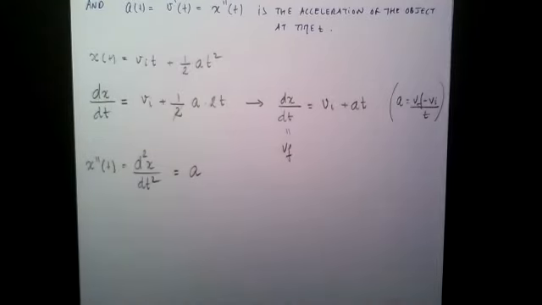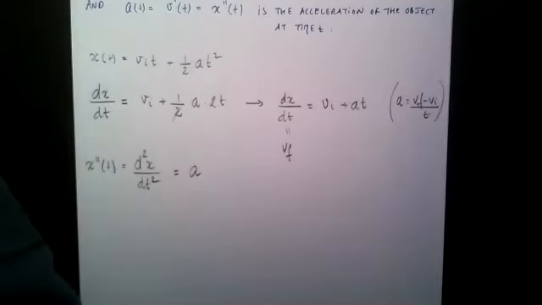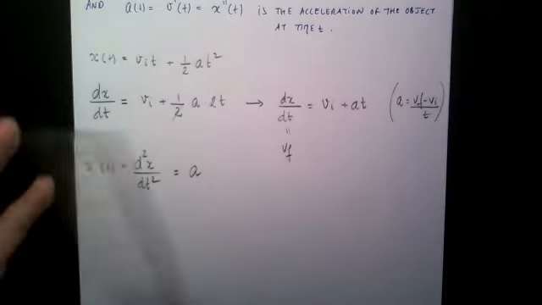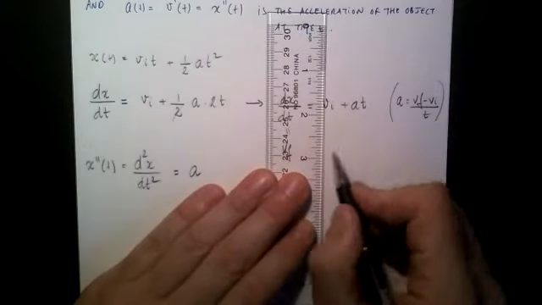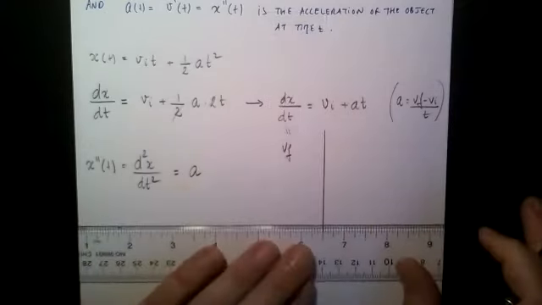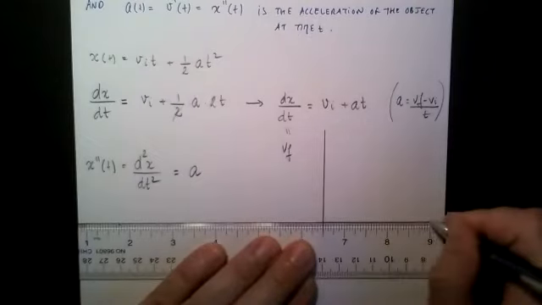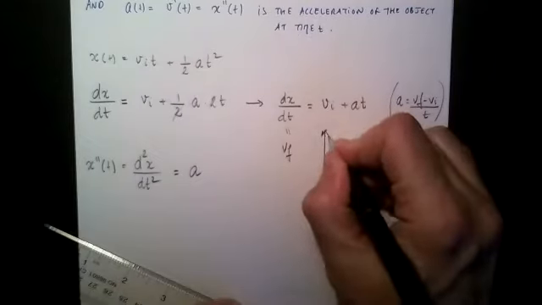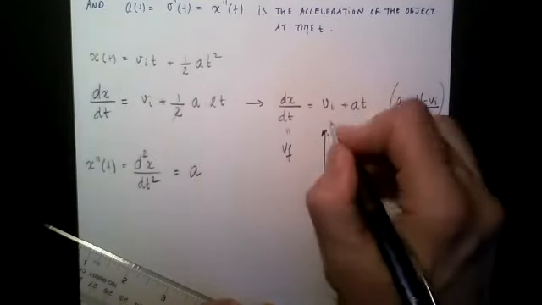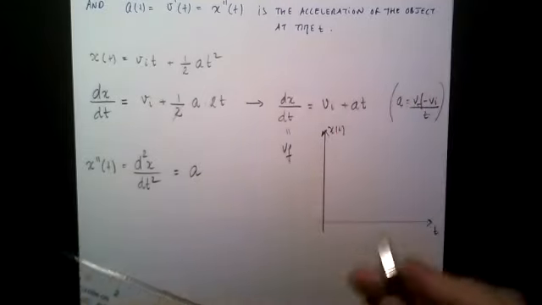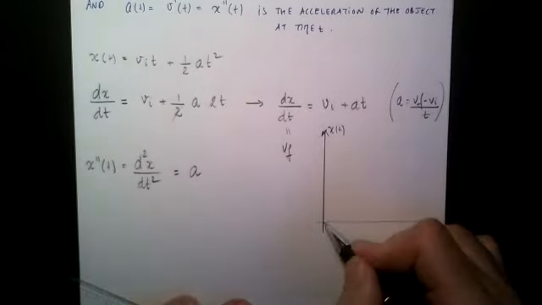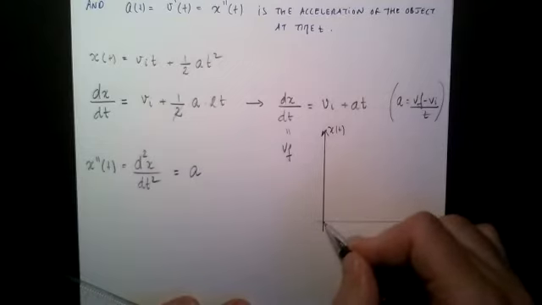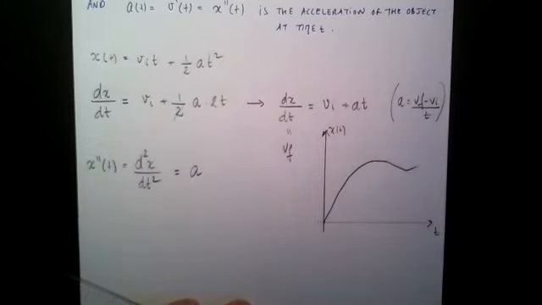Okay, let's do an example. Well, before that, I'm just going to show you what you've probably learned already. If you have a position time graph, and you have an object, I don't know, it starts at a position 0 and then goes like this, who cares?